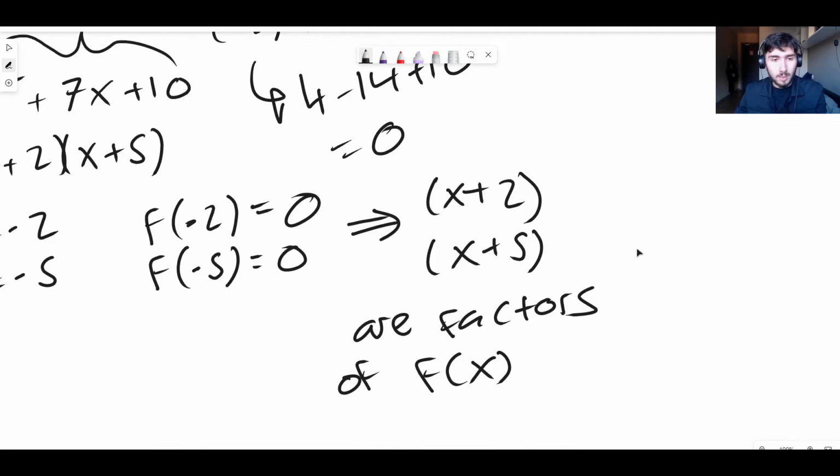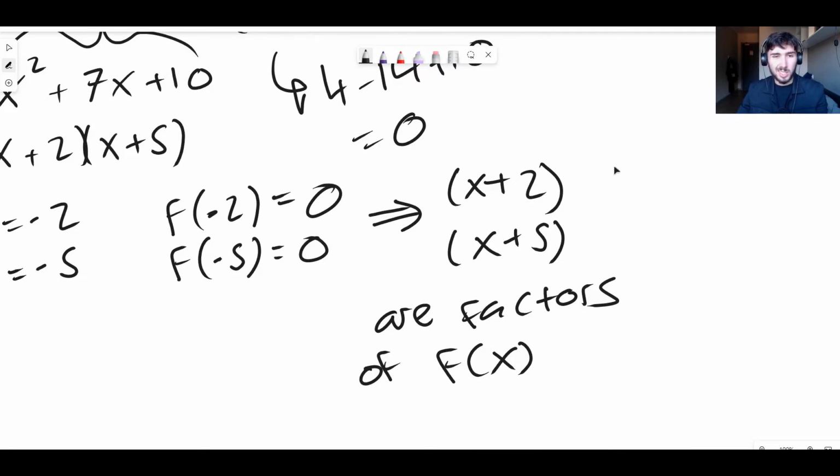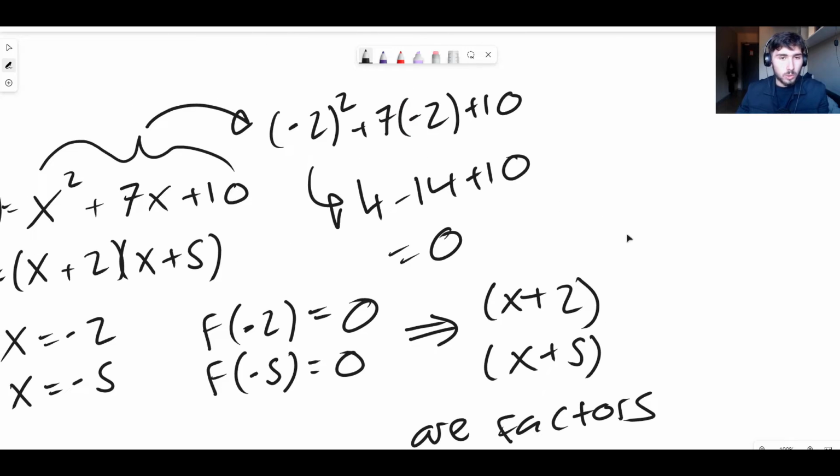So what we get, essentially, is that if we substitute in minus 2 here, we can then say, oh, x plus 2 is a factor of this function f of x. Same thing if we substitute in minus 5. We know that x plus 5 must be a factor of f of x.